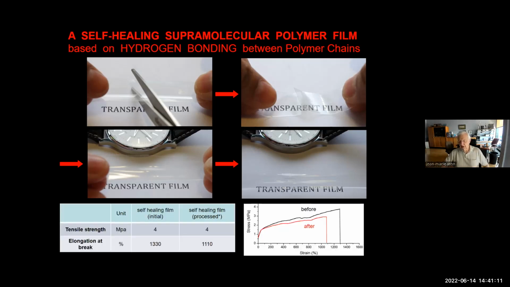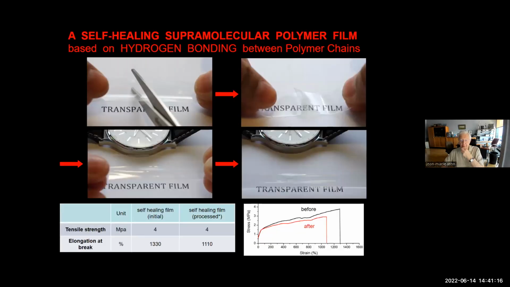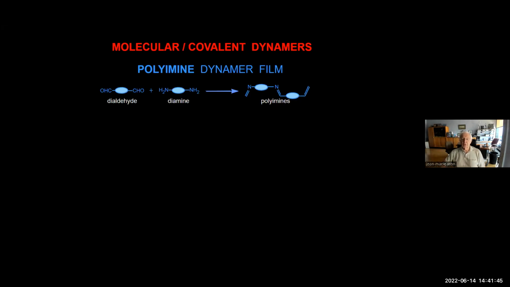These are just technical details. Now, these are supramolecular dynamic polymers. What about covalent dynamic polymers, covalent dynamers? Dialdehyde with diamine leads to polyimines. Dialdehyde or dicarbonyl with dihydrazine leads to polyacyl hydrazones. And I have already insisted on the intrinsic property of this type of sequence, the acyl hydrazone type of units. Now, what can one do with it?